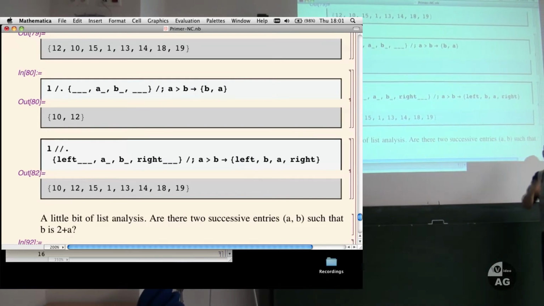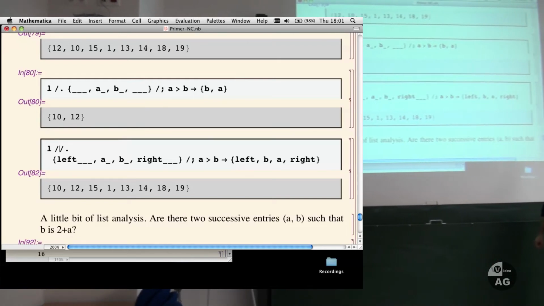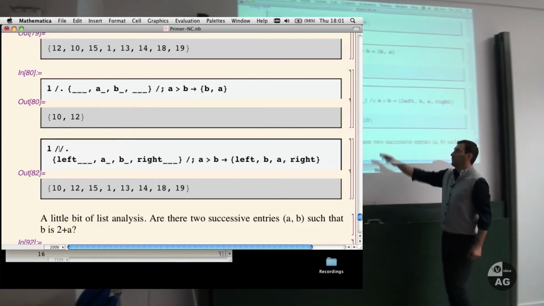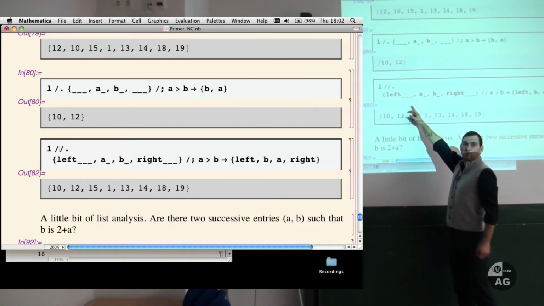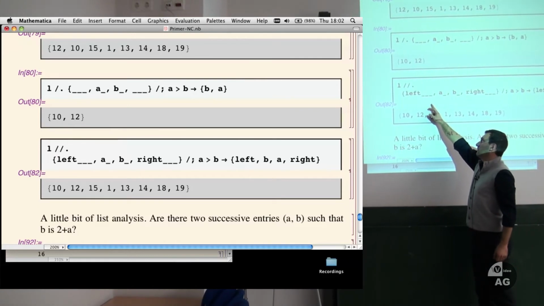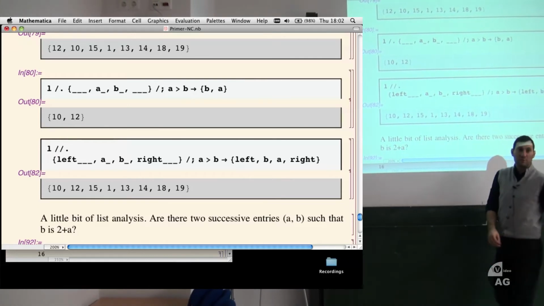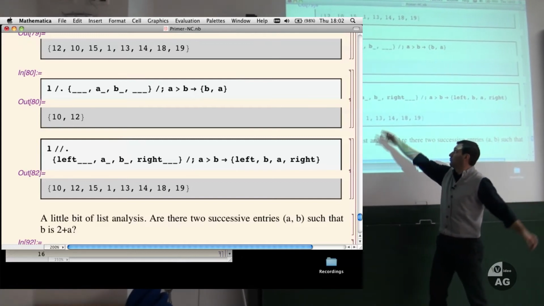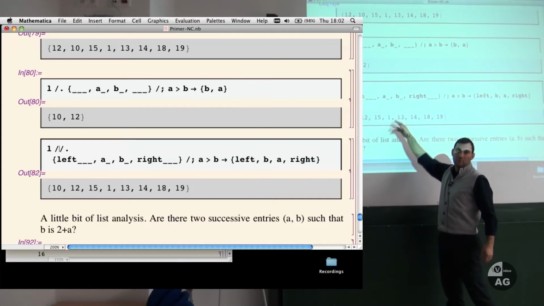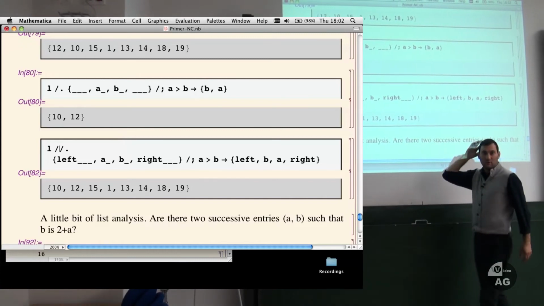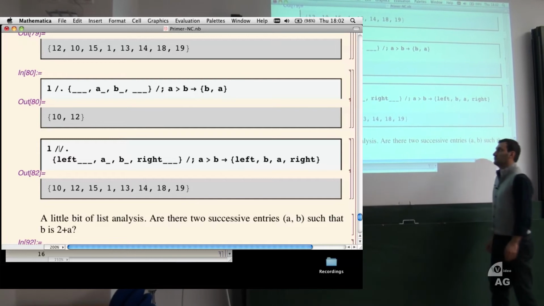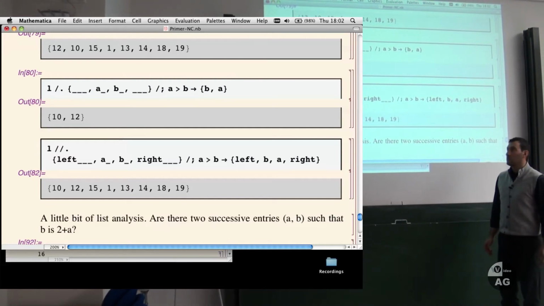Yes, but isn't it just compare the first two entries over and over again? No. Left is empty. Why would I do that? You are giving left and right the possibility to vary from empty to n minus 2, where n is the length of the list. So in this repeated replacement operator, it knows to vary those kinds of patterns.